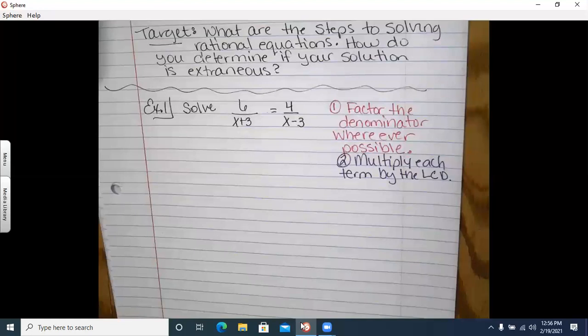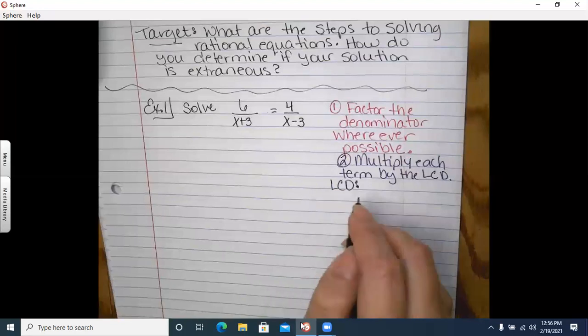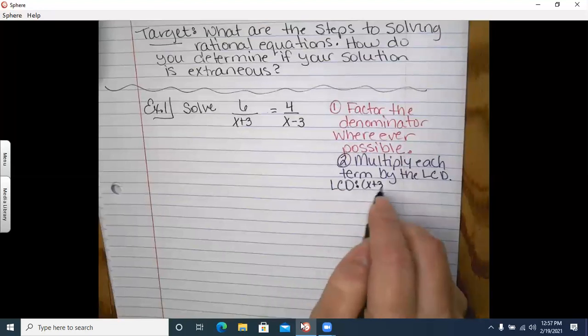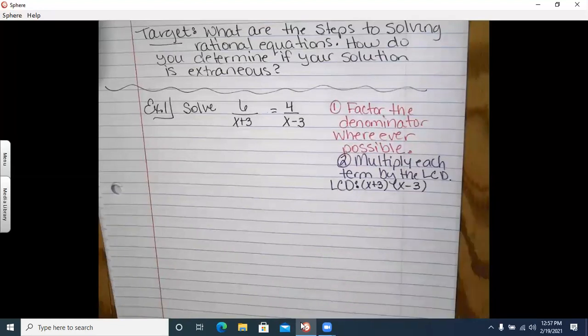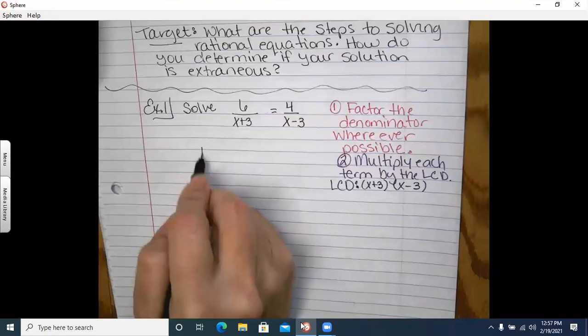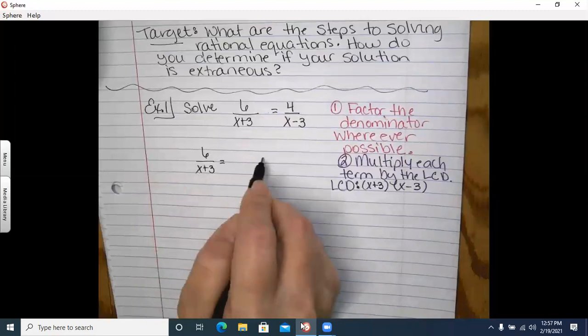You got it. My least common denominator, I need one of each factor. One of my factors is x plus 3. The other factor is x minus 3. What I'm trying to do here is get the fractions to go away. I'm trying to clear the fractions, okay? So let me rewrite this problem, give myself some room. I'm going to bring down 6 divided by x plus 3 equals 4 divided by x minus 3.